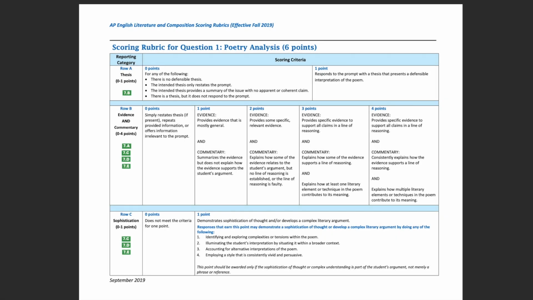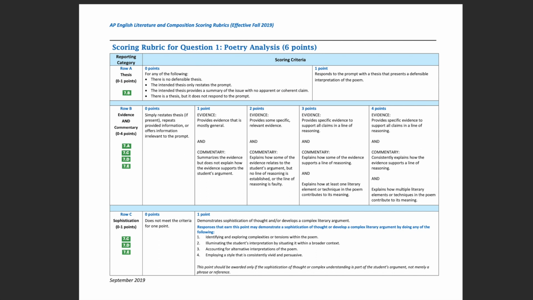So this is the scoring rubric for question 1, which is the poetry analysis on the AP test. I just want to talk a little bit about what the rubric says and how we apply it. If you had AP Lang last year, it might look familiar, right? There's a row for the thesis, 1 point for the thesis, up to 4 points for evidence and commentary, and then 1 point for sophistication.